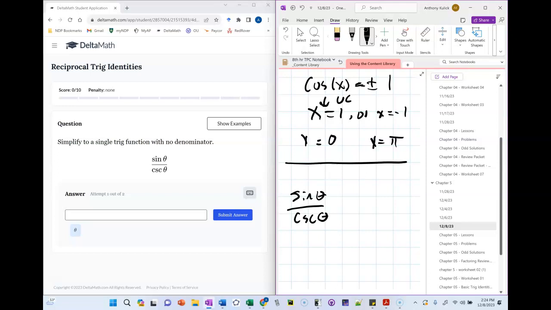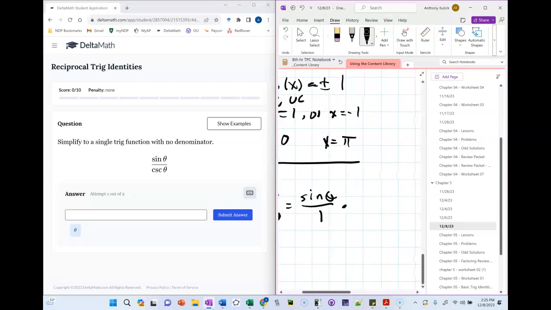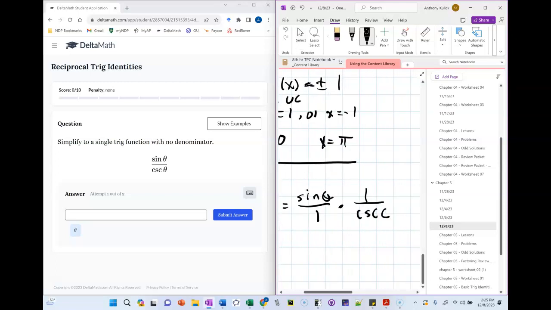I pull up my identity sheet and look at my identities. So what I'm going to be looking for is either something to change sine into a cosecant or something to change cosecant into a sine. R4 or R1, right? Those are the two choices. So what I'm going to do to help me think about this is I'm going to think about this fraction, sine over cosecant, as just sine times 1 over cosecant.